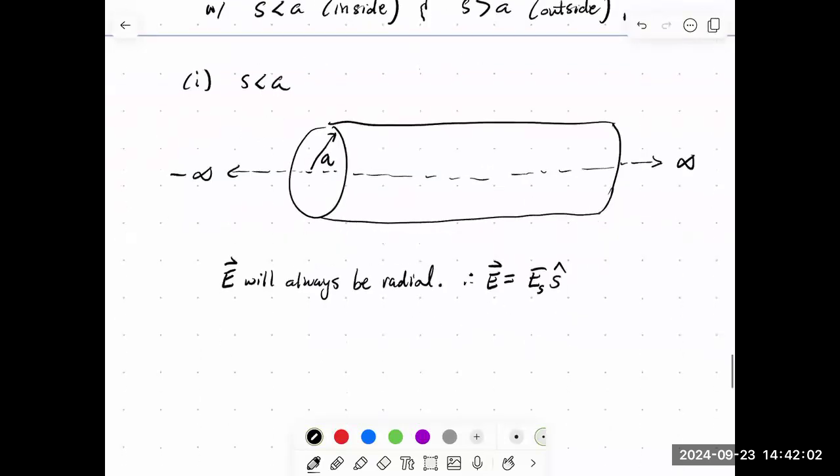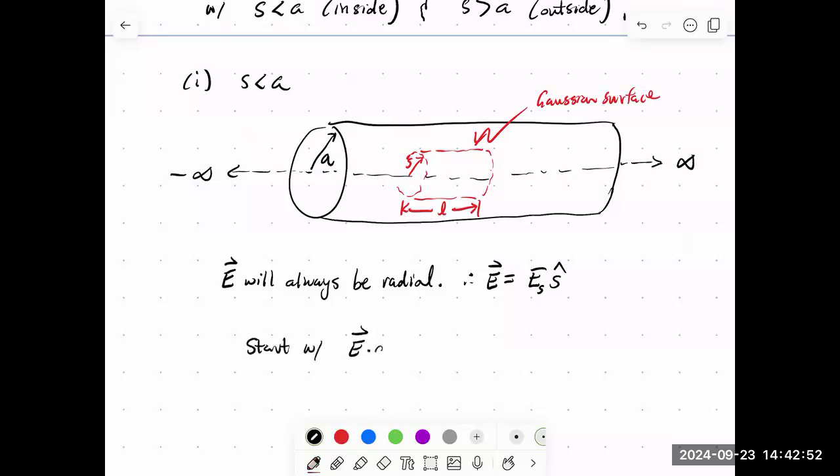So let's pick a Gaussian surface. I'm going to place my Gaussian surface inside, because we're considering the case where we're at some point inside. We'll make the radius of this Gaussian surface S. So this is my Gaussian surface, and it's going to have a length L. All right, so we have to do two calculations. One is we have to calculate the flux. And two, we have to calculate the Q enclosed. So let's start with E dot dA integrated over our Gaussian surface. Okay.